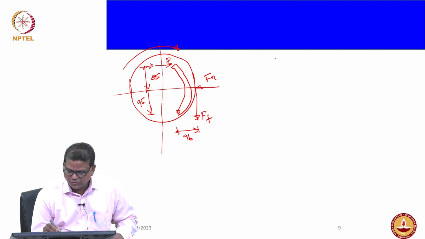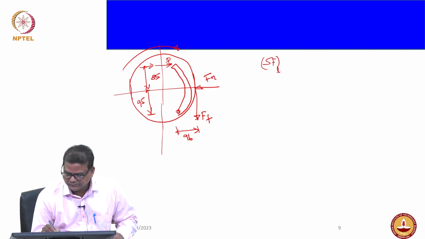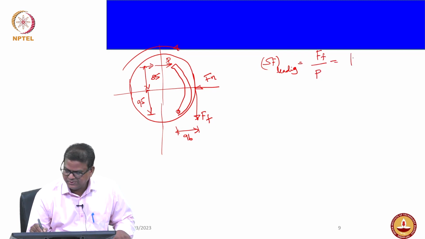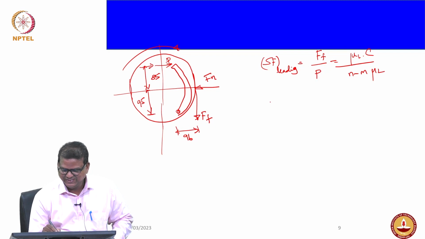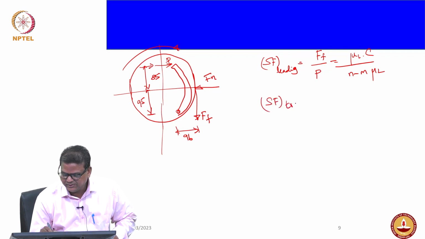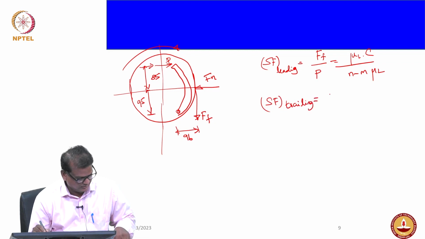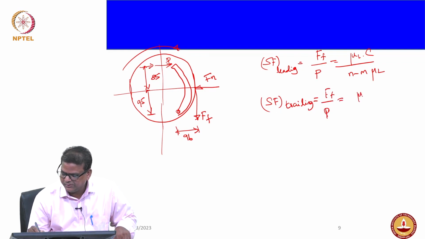From here, the shear factor, right? The shear factor for leading is your friction force by the activation force, which we already mentioned: mu L C by n minus m mu L. Then SF trailing will be again Ff by P, only the sign will change: mu L C by n plus m mu L. So these are the two equations we need.